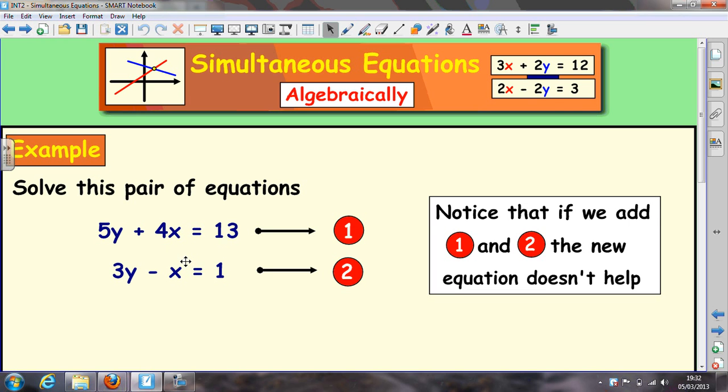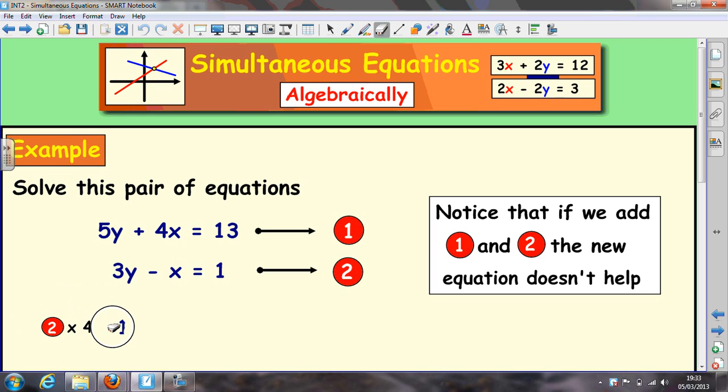What we have to do is try and get one of the variables to be the same value in both equations, but one a plus and one a minus. So you can see in equation 1 that there's a plus 4x. The easiest thing to do is to make equation 2 have a minus 4x, and to do that we need to multiply equation 2 by 4.